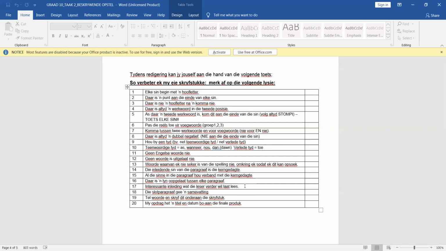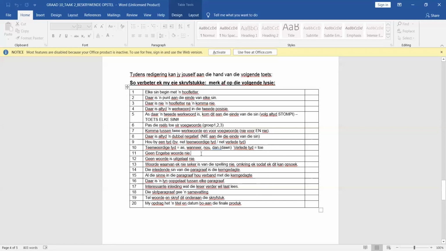You need to stick to one time period. So in other words, if you are doing it in the present tense, teenwoordige tyd, you are only using the present tense. If you are using past tense, verlede tyd, you are only using past tense. When you use teenwoordige tyd, you use as. Wanneer, nou, dan. Okay, when you are using verlede tyd, you are using toe.